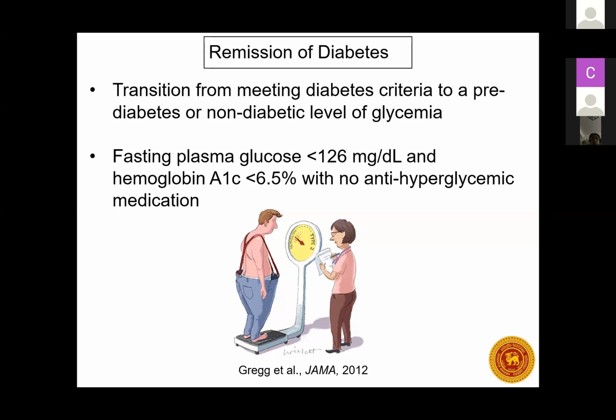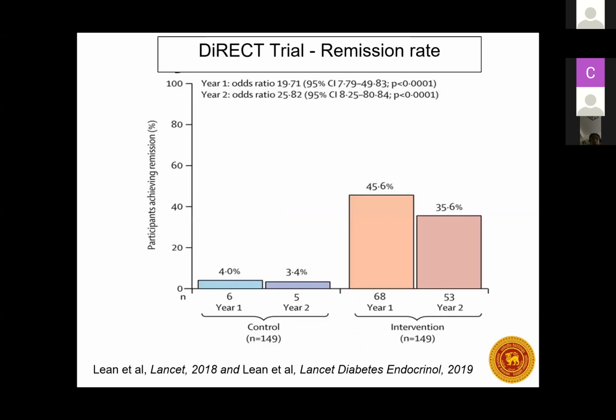Now remember, remission is not cure. This is remission. So you have to follow these patients in the future as well. Now the best evidence we have for this diabetes remission came from the DiRECT trial, which was published a couple of years ago, and they had the 2-year data also.